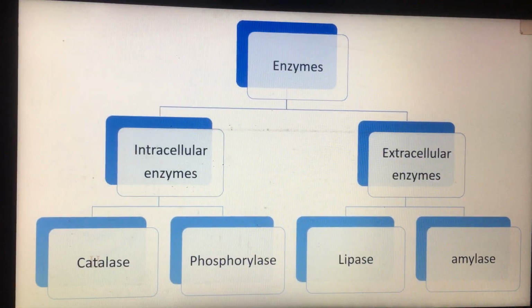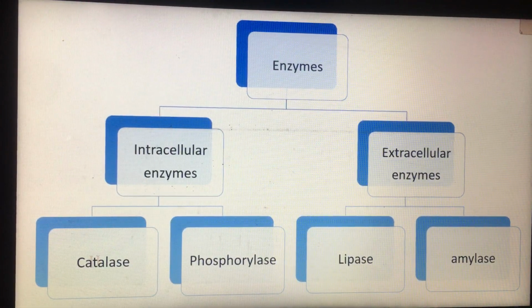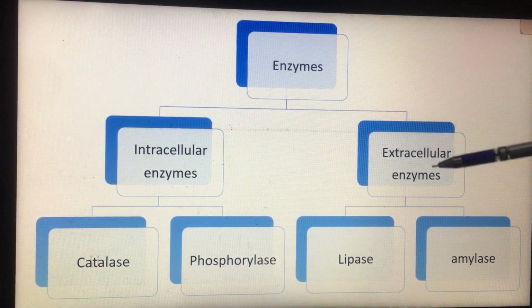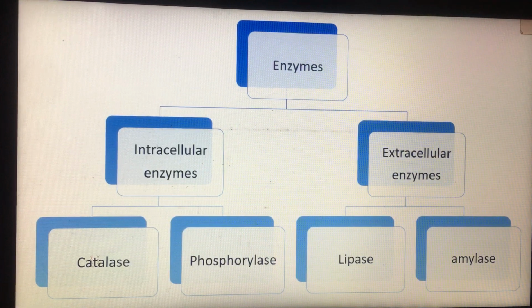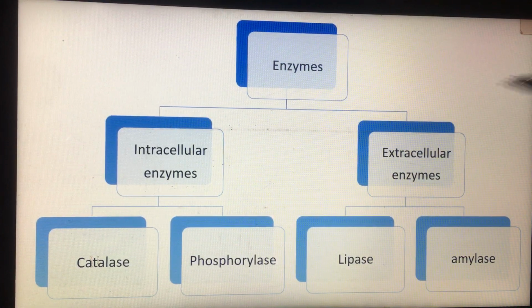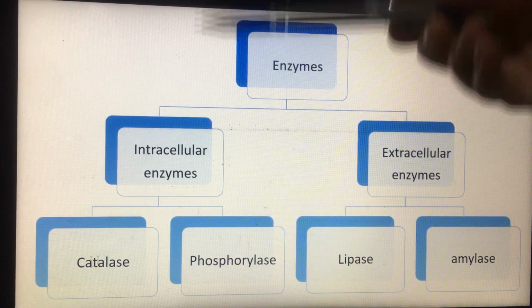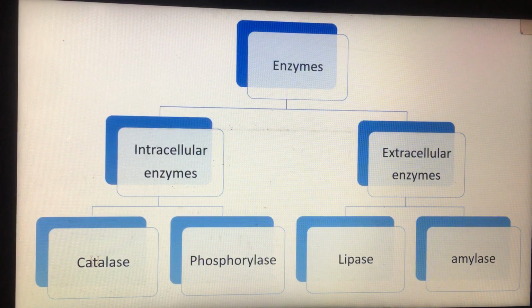Okay, now as we said, enzymes are synthesized in living cells. So now we are going to divide enzymes into two main types. The first one is intracellular enzymes, and the second one is extracellular enzymes. Actually, what do we mean by intracellular or extracellular?